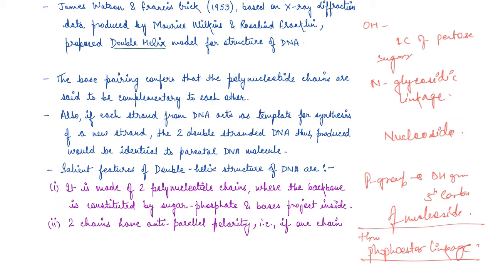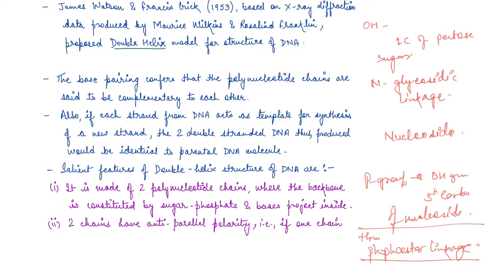Now, one of the hallmarks of their proposition was base pairing between the two strands of the polynucleotide chain. So DNA is double helical. There are two strands running parallel and there is base pairing, pairing of the nitrogenous bases with each other. We have four bases, so they are paired in a sequence, right?